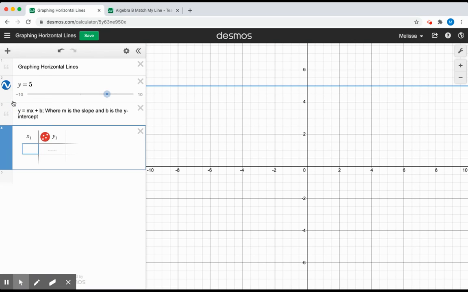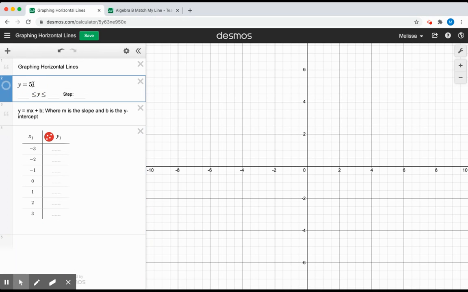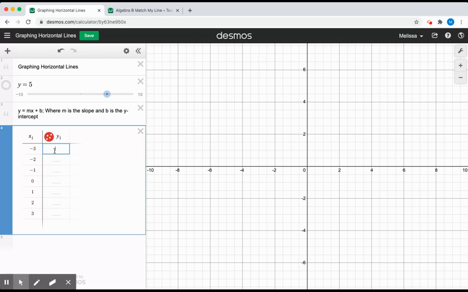And if you want to think about this in terms of a table, let's say we've got -3, -2, -1, 0, 1, 2, and 3. And I'm going to hide this line for just a moment. And we have it at y equals 5. So watch what happens. If y equals 5, what we're saying is it doesn't matter what x is, y is equal to 5. So if x is -3, y is 5. And if x is -2, y is 5. And if x is -1, y is 5. It doesn't matter what x is. If it's 0, it's 5. If it's 1, it's 5. If it's 2, it's 5. If it's 3, it's 5.